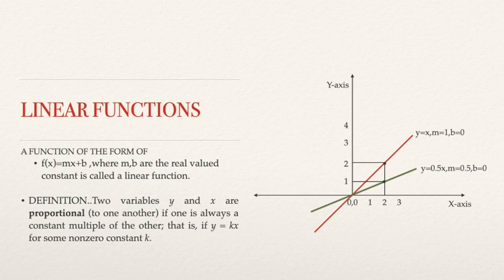Sometimes we come across the word proportional. Two variables y and x are proportional to one another if one is always a constant multiple of the other. That is, if y equals kx for some non-zero constant k, then we can say y is proportional to x. So, the equation related to proportionality is also a linear function, and this type of equation is very widely used in physics.